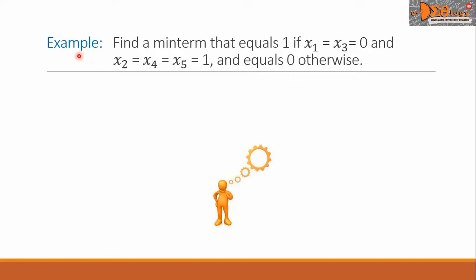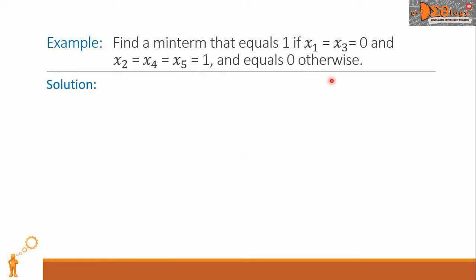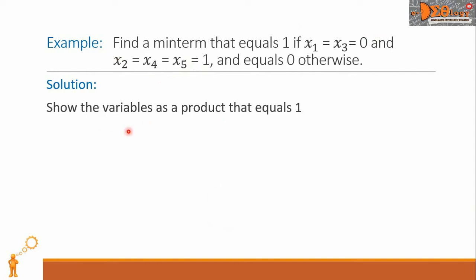Let us see this example. Find a minterm that equals 1 if x sub 1 equals x sub 3 equals 0 and x sub 2 equals x sub 4 equals x sub 5 equals 1, and equals 0 otherwise. For our solution, we're going to show the variables as a product that equals 1. Let us begin with x sub 1.